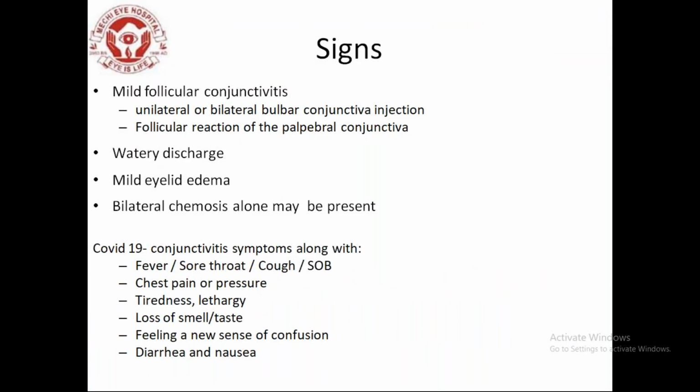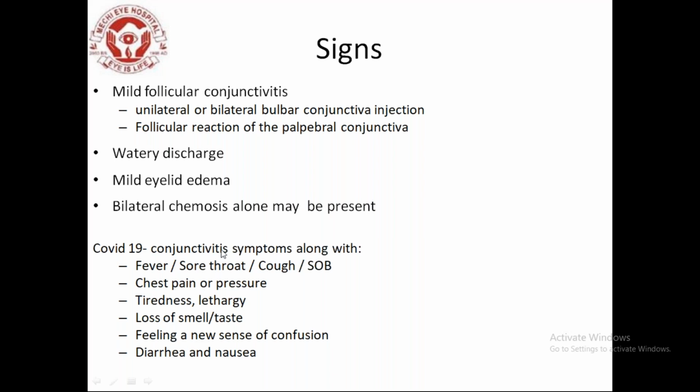So what are the signs of COVID conjunctivitis? As SARS-CoV-2 is a negative sense RNA virus of the corona family, like any other viral conjunctivitis, it causes mild follicular conjunctivitis, maybe unilateral, later becoming bilateral. There will be watery discharge, eyelid edema, and bilateral chemosis. In ICU patients, bilateral chemosis was the only ocular sign.